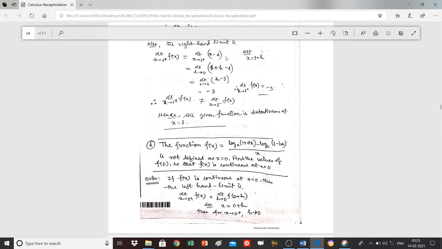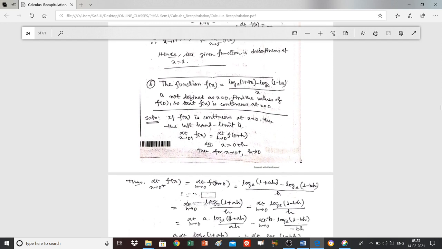That is also done here. In this case x is equal to 1 plus h, the substitution should be this, and then this limit should be transferred to this. So after calculation you get the right hand limit is equal to minus 3. So in this case the left hand limit and right hand limit are not equal, so there is no question of continuity of this given function. Another example is here.